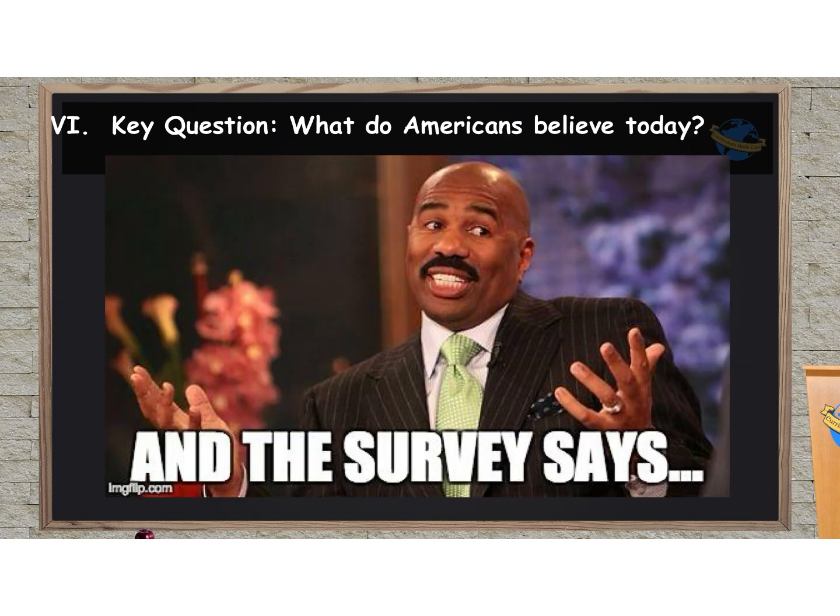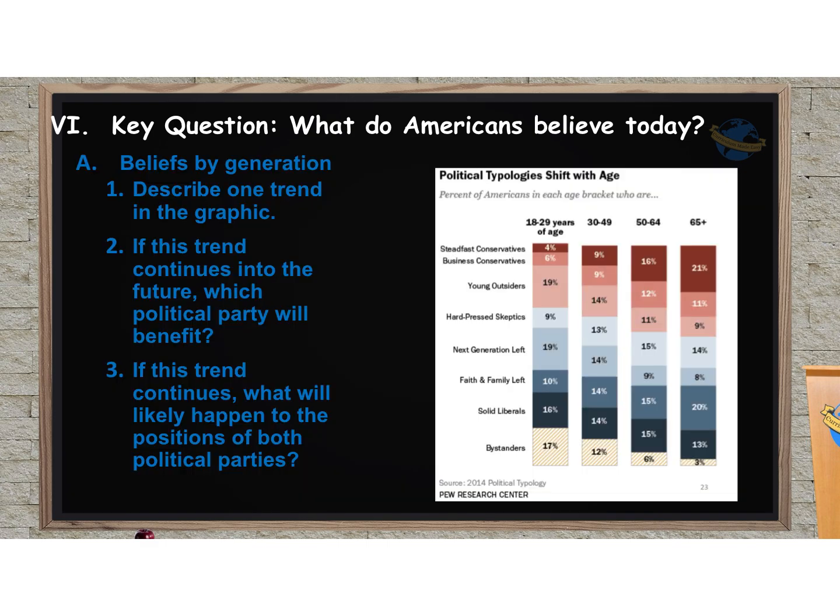Alright, now you have an idea where these ideologies stand on different issues. Let's take a look at what Americans believe. Are most Americans liberal? Are most Americans conservative? Are we mostly somewhere in between? Let's find out. Stop and take a moment to take a look at this chart on the right-hand side of the screen and try to describe for yourself one trend that the graphic is showing.